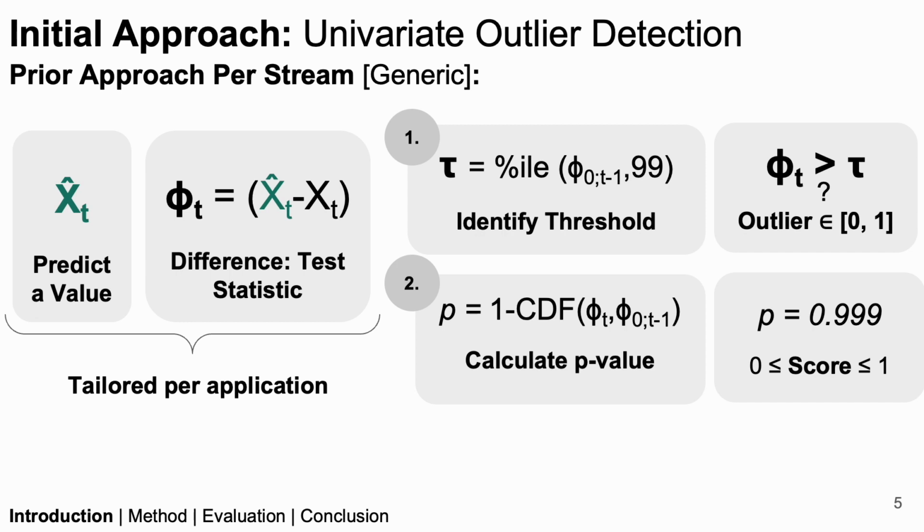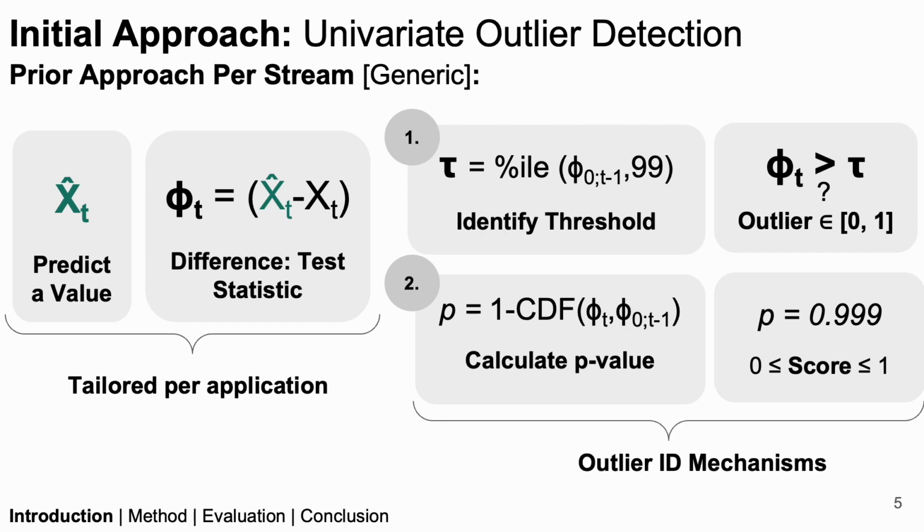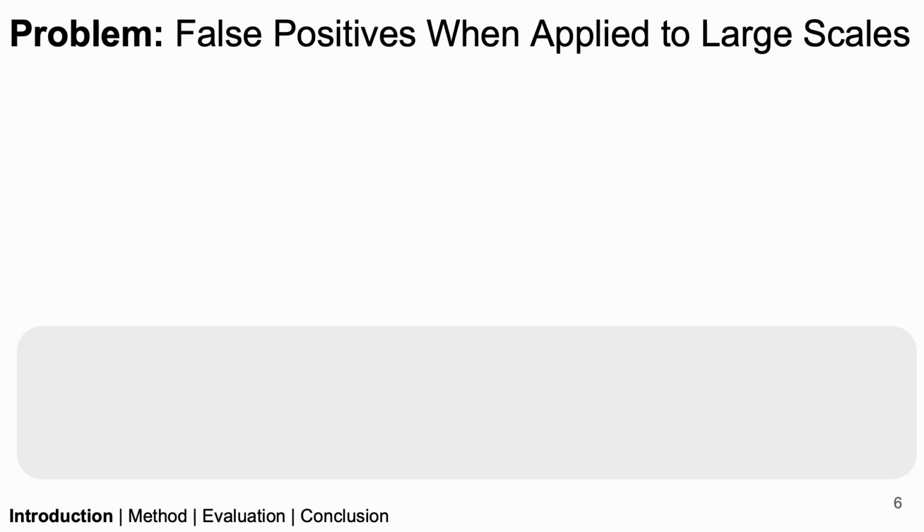Now, the first half of this approach can be tailored per application, and we're really going to be focusing on the second part, which is what we call the outlier identification mechanism. Now, the problem with the univariate outlier detection approach is that it returns far too many false positives when it is applied to large scales of data, like hundreds of thousands of public health data streams.